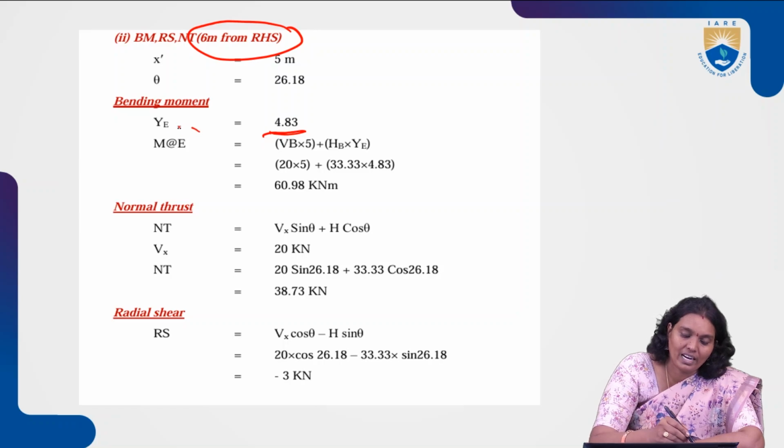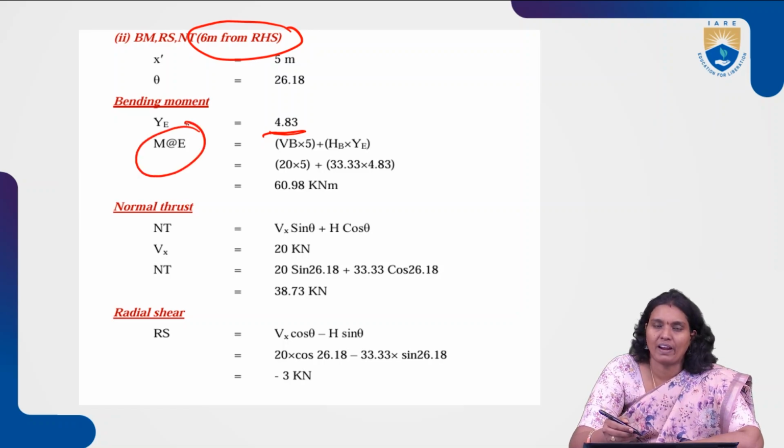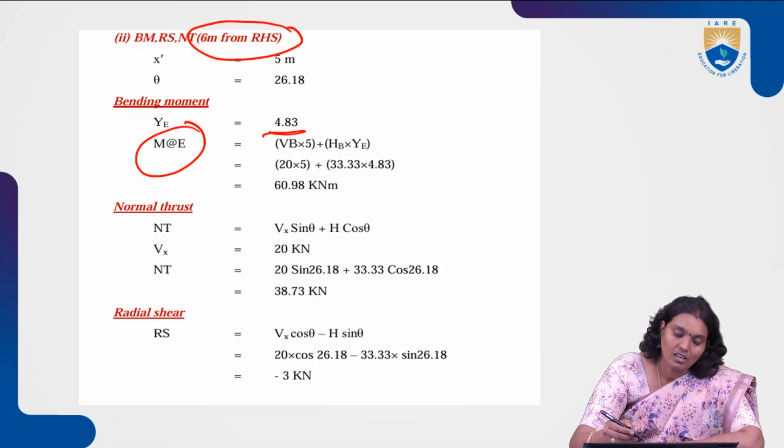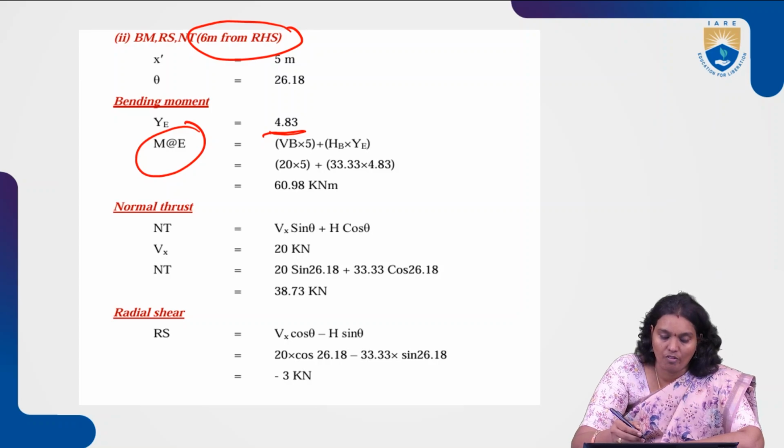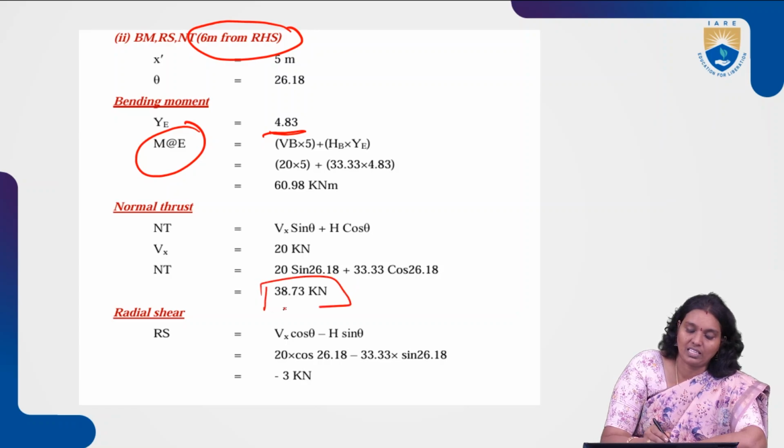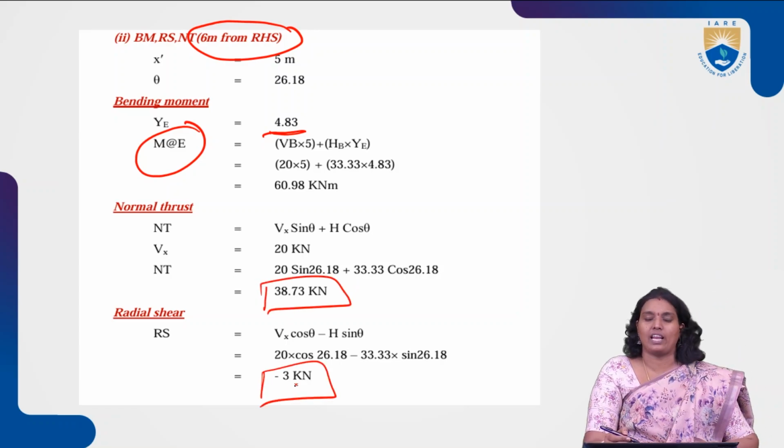And moment with respect to E, we are finding as per the known things. Find out the normal thrust using the formula. Apply the values which we already found in the previous steps. So now substitute those values into this. Finally, we will get the normal thrust as well as the normal shear as per the formula.